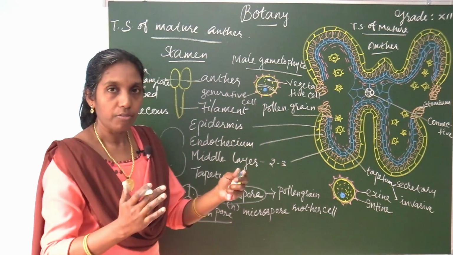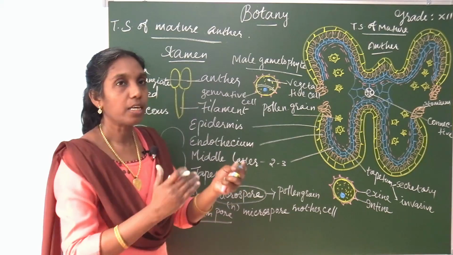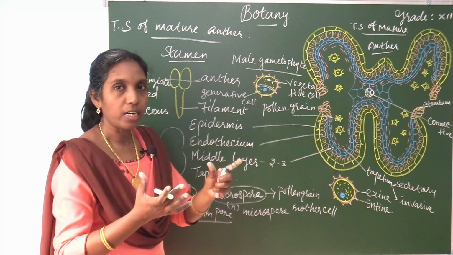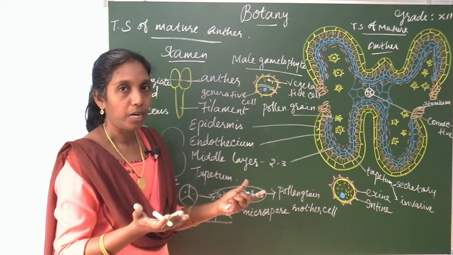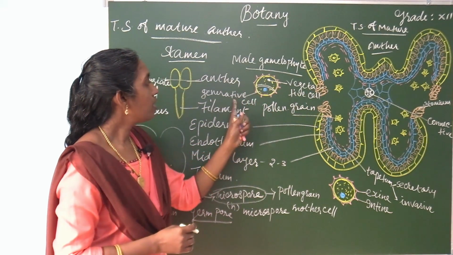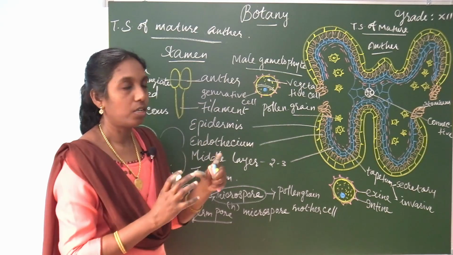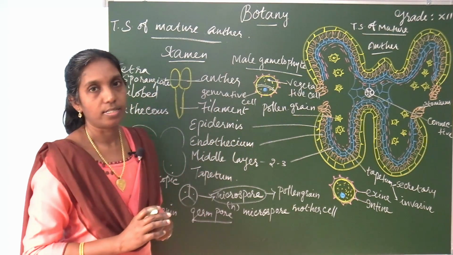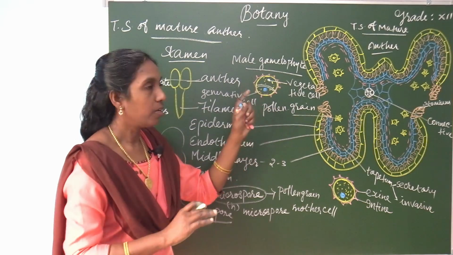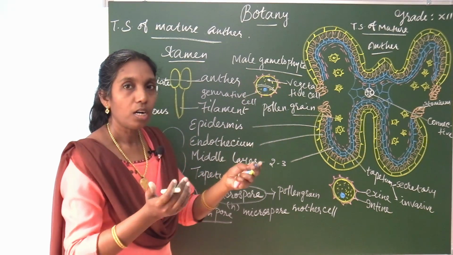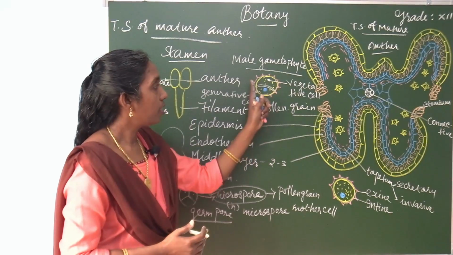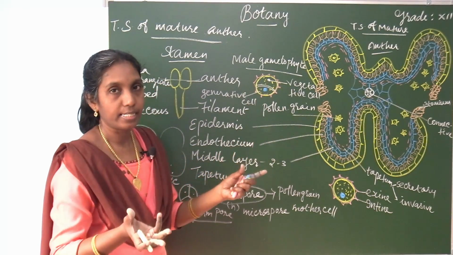When the nucleus divides, it is surrounded by a wall layer. The wall layer divides into two unequal parts. The large part is called the vegetative cell, and the small part is called the generative cell. This generative cell is surrounded by a wall layer. Now this microspore is at the two-celled stage.